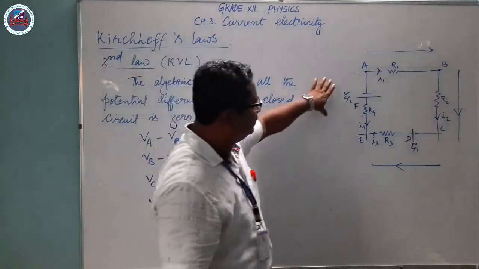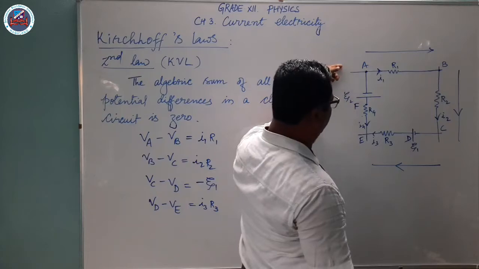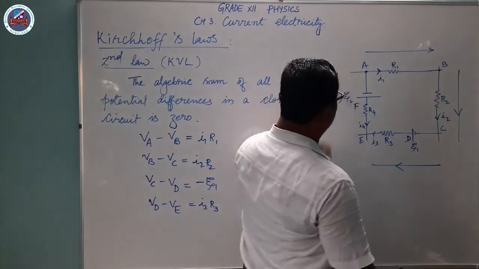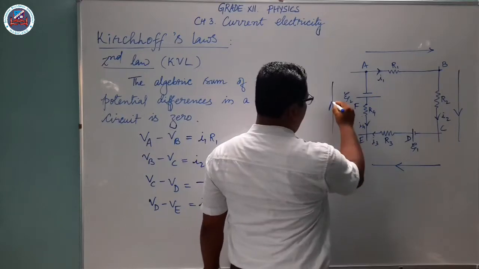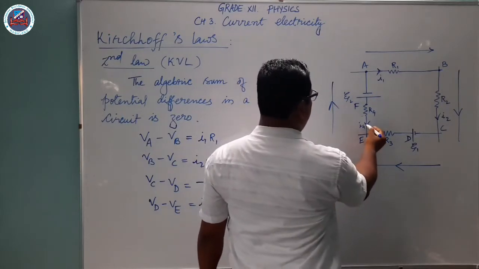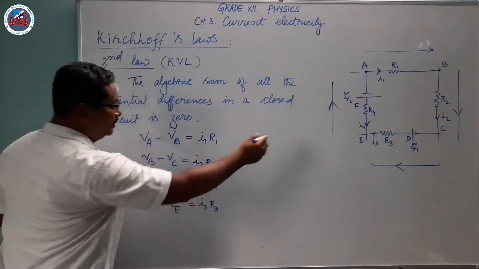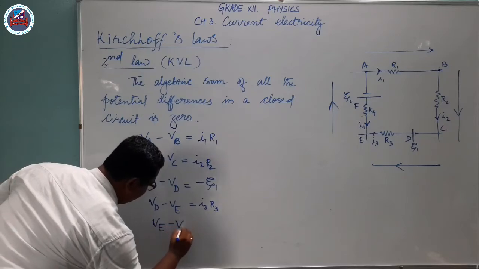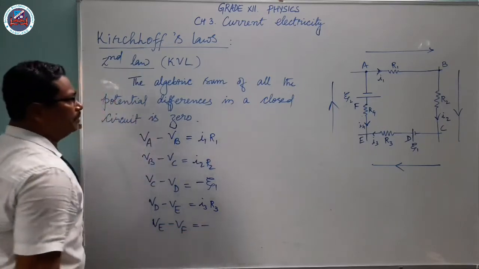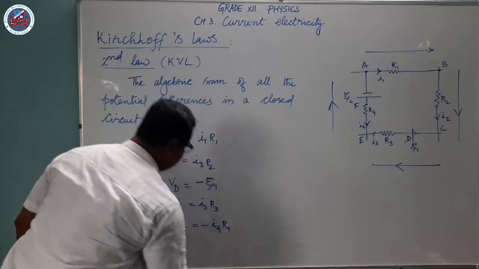Then we'll come here. Here also I have divided into two parts, E to F and F to A, because in F to A you have one EMF or one cell. So this is your path. It is in the opposite direction, current is in the opposite direction, so automatically it will be negative. VE minus VF will give us negative of the potential, I4 R4.